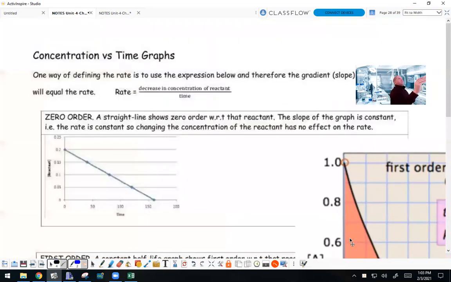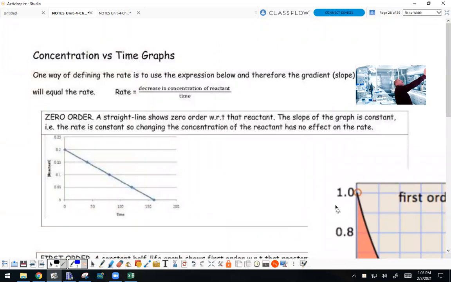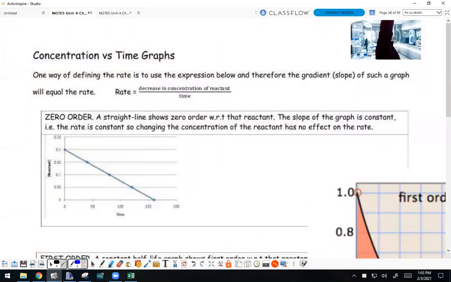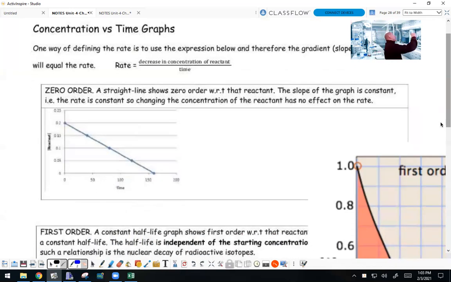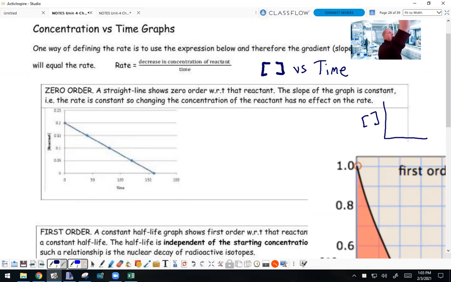Okay. Now, one way of defining the rate is to use the expression below, and therefore the slope of a graph. So rate is equal to the decrease in concentration of a reactant over time. What we're graphing here on all of these graphs is concentration versus time. It's a concentration versus time graph, with concentration on the y-axis and time on the x-axis.